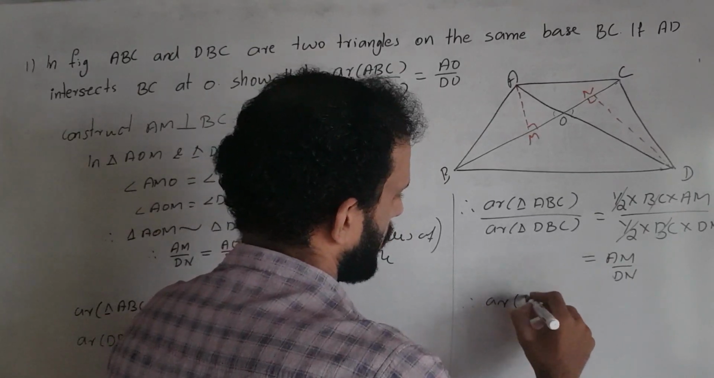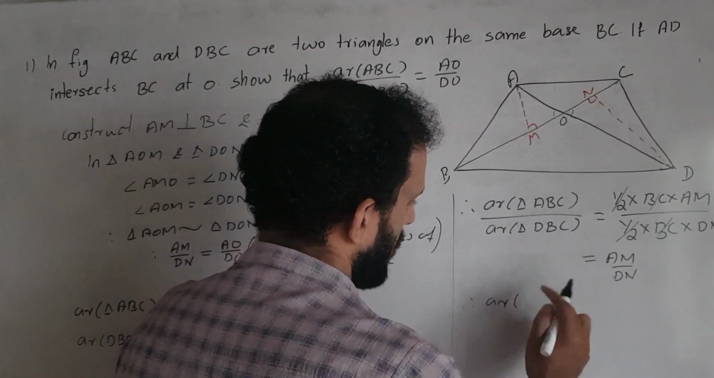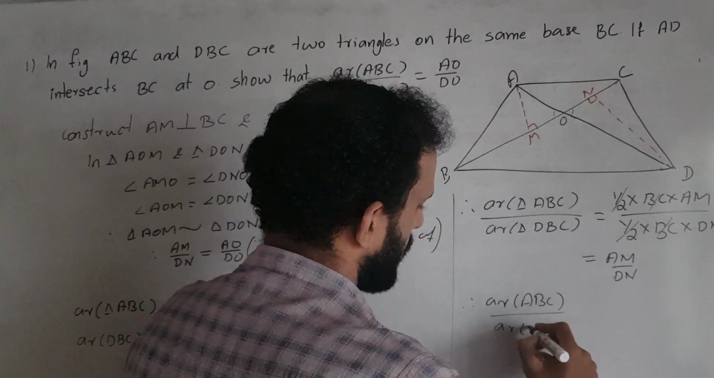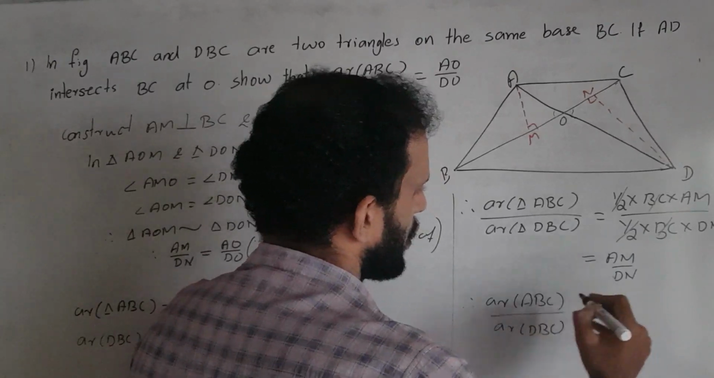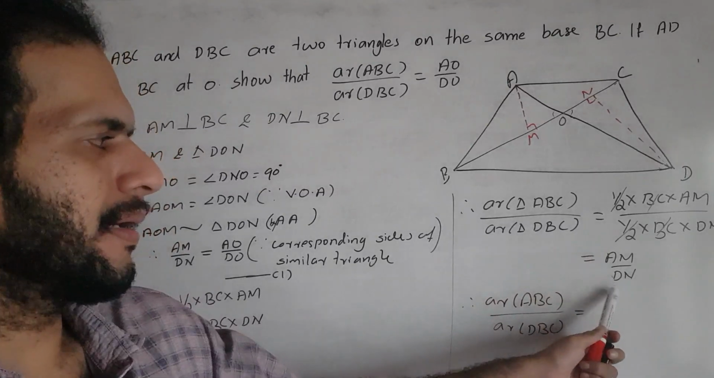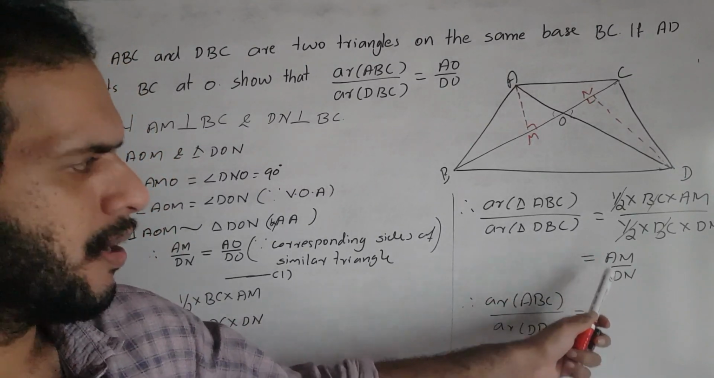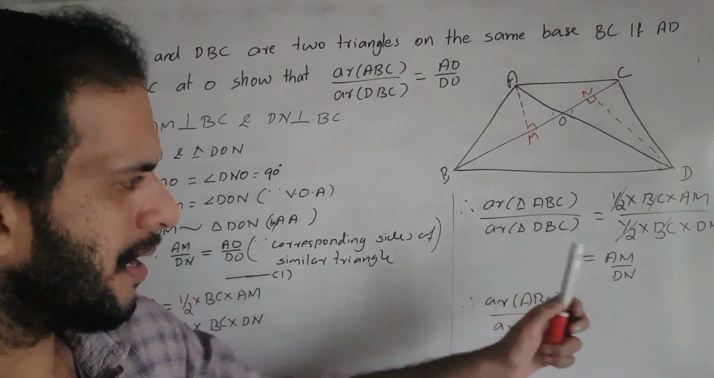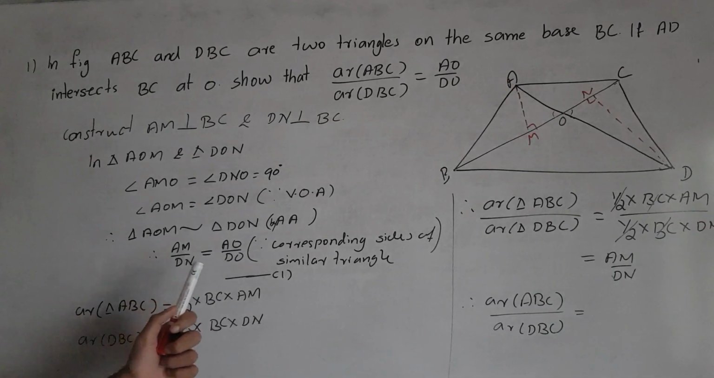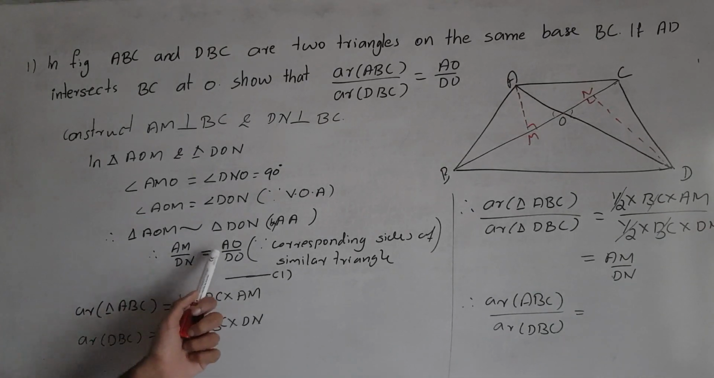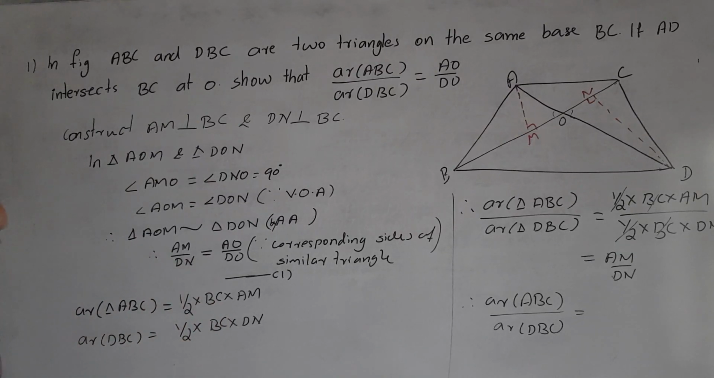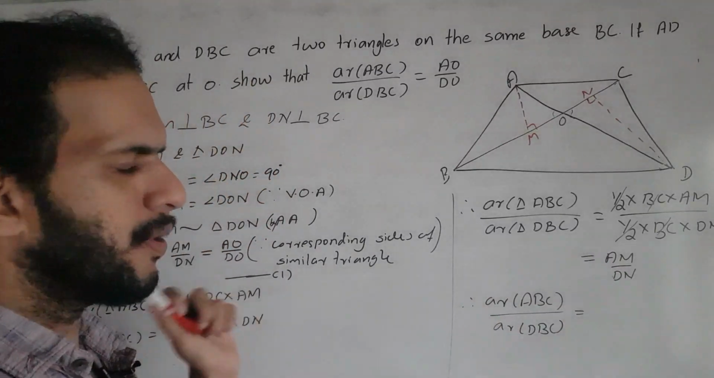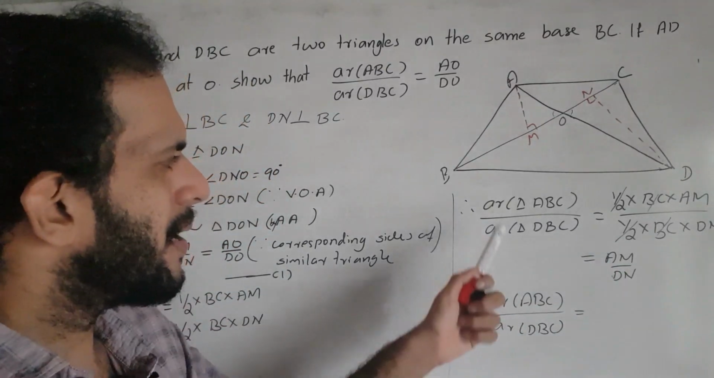Therefore, area of ABC by area of DBC is equal to AM by DN, correct? AM by DN. Any doubt? We got it, area of ABC by area of DBC is equal to AM by DN. But from equation 1, AM by DN is equal to AO by DO. So it is possible to substitute AM by DN with AO by DO because they are equal. Or otherwise, we compare these two.